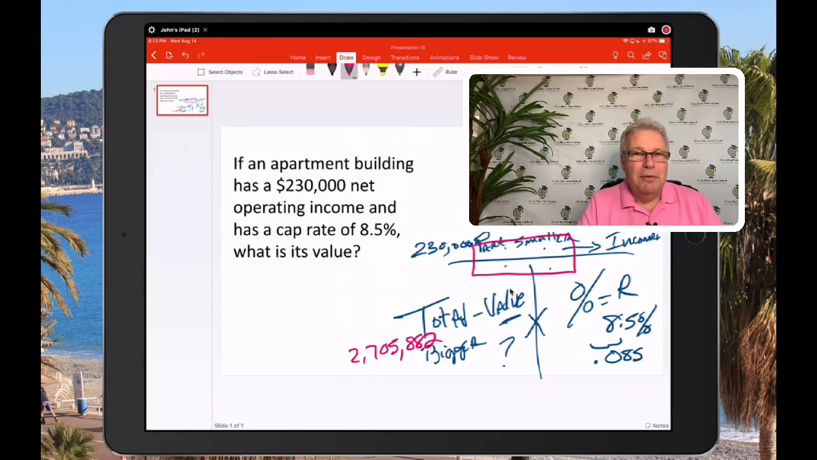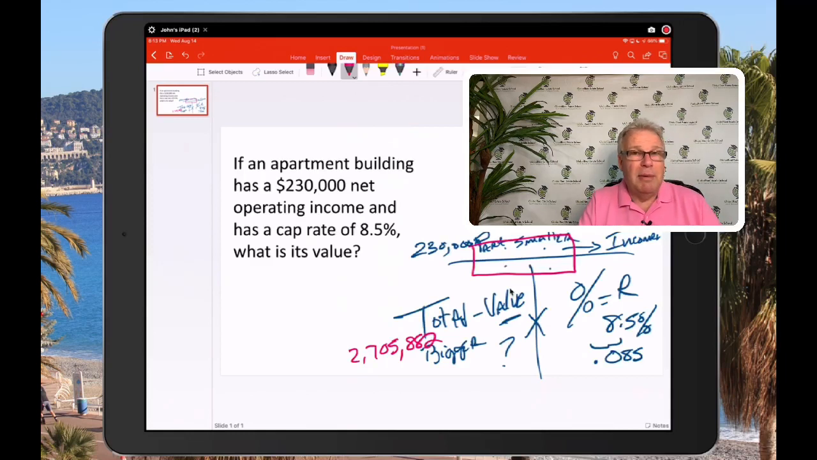Now, here's the thing you need to remember about Uncle Irv. You have to get everything down to net income. Sometimes they may give you the gross income and the expenses, so you need to take your gross income, subtract the expenses, and get down to a pure net income. Then you can divide that by the value if you're solving for the cap rate, or you can divide it by the cap rate if you want to find out the value.